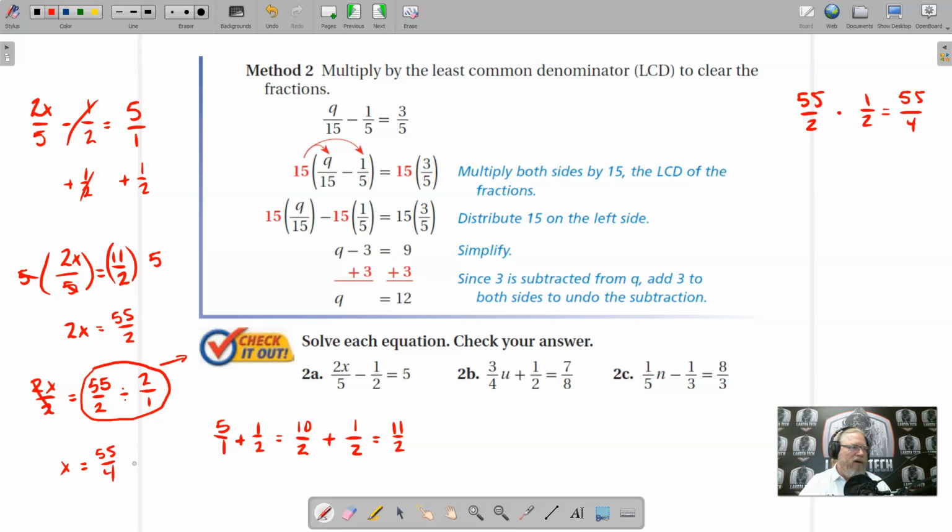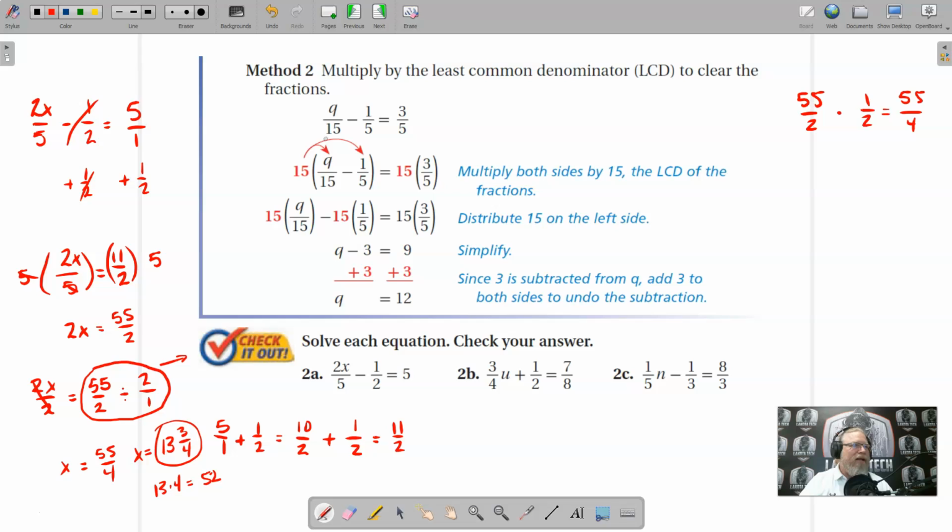And then from that point, we could simplify that. 4 goes into 55: 10, 11, 12, 13. Check: 13 times 4 equals 52. Yep. So x would equal 52 remainder of 3 over 4, 13 and 3/4. And I'm not going to plug that in and check it. I feel pretty confident about my work there, but I'm not going to plug that in and check that one.